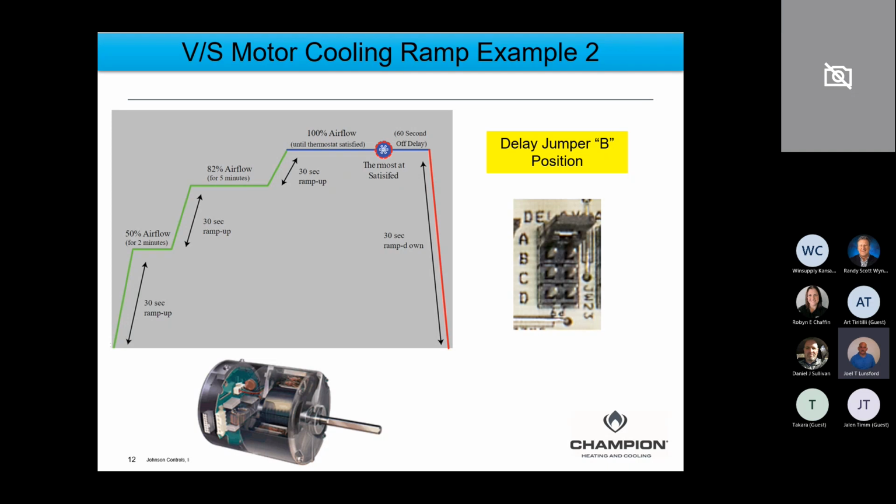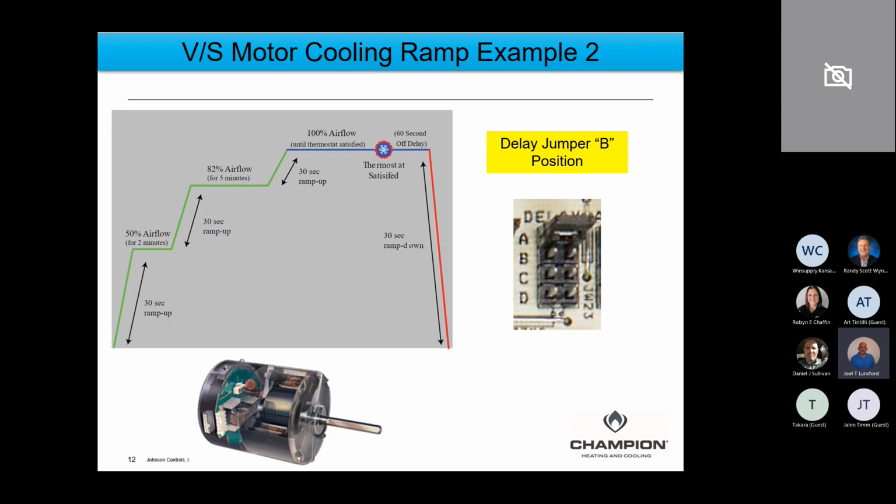Once the thermostat is satisfied on this particular airflow profile, it'll continue to run for about 60 seconds to get all the cool off the evaporator. No need to waste that energy. You've already paid to run the air conditioner, so we're going to run that for 60 seconds, then ramp it on down to 0 RPM. So this delay jumper B happens to be the humid profile that you have.